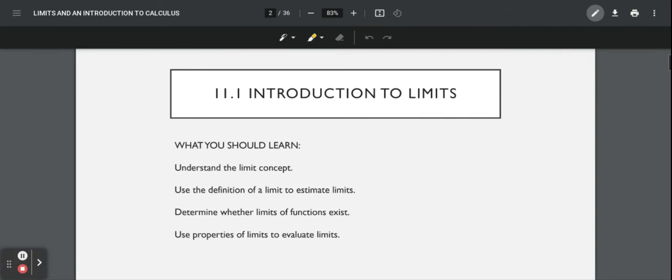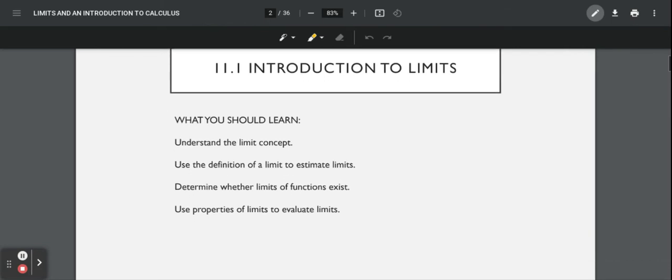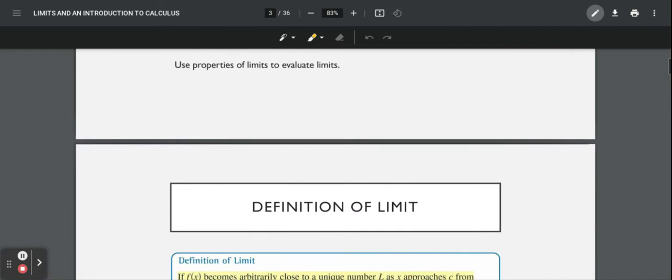So you will need your calculators for a few of these because we're potentially going to be looking at graphs and tables to decide what the limit is.